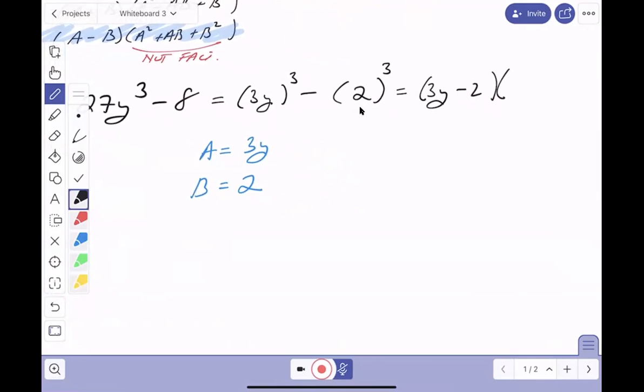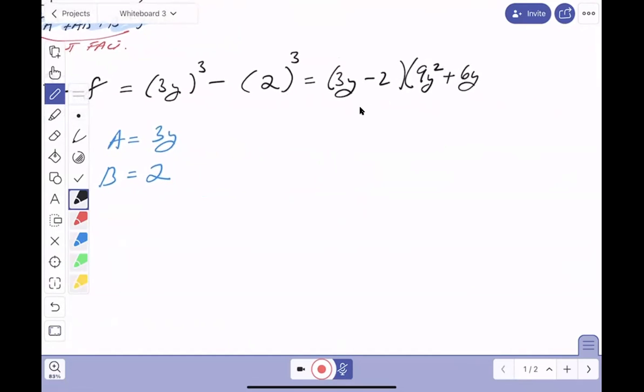Then what do I do? It says a squared. Well, what's a squared? 9y squared. Then what do I put down? Plus a times b, that's 6y. Then what do I do? Plus b squared. What's b squared? It's 4. We're done. Now, by the way, when I say we're done, it may be wrong, but at least we're done.